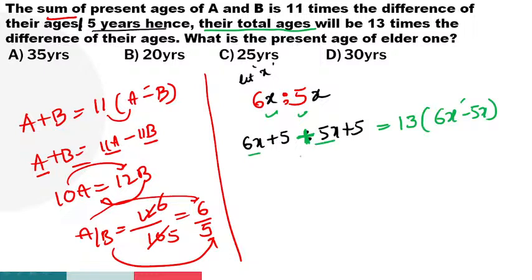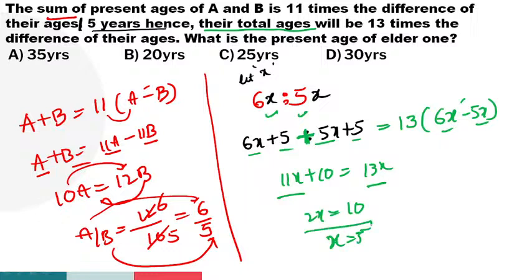6x plus 5x ఎంత అండి? 11x అండి. 5 plus 5 ఎంత? 10 అండి. సో 6x minus 5x ఎంత? x అండి. x into 13 ఎంత? 13x అండి. 13x minus 11x ఎంత? 2x అండి. 2x is equal to 10 years అయితే x is equal to ఎంత అవుతుంది? 5 years అవుతుంది.